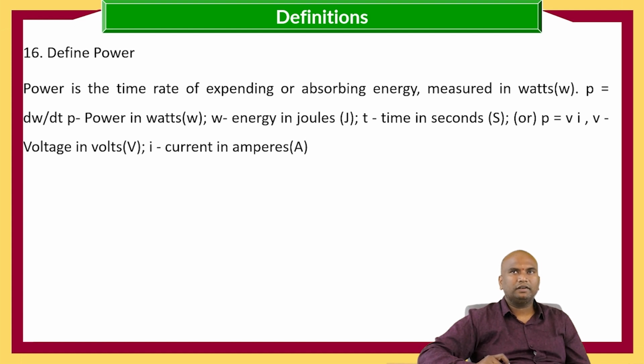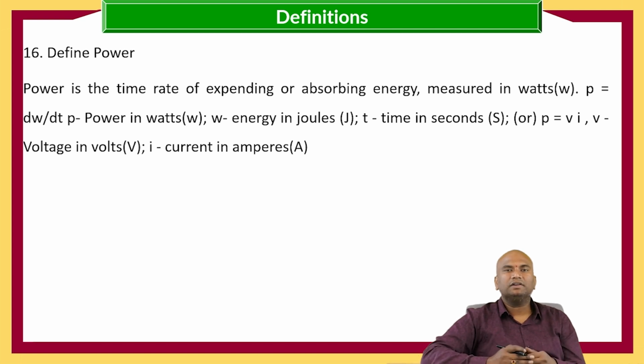Define power. Before going to power, first we need to discuss what is energy. Energy is the capacity to do work. Let us take an example: if there are two persons, one person can do a work within 1 day, and another can do the same work within 2 hours. That is the capacity, or energy level, of those two persons.